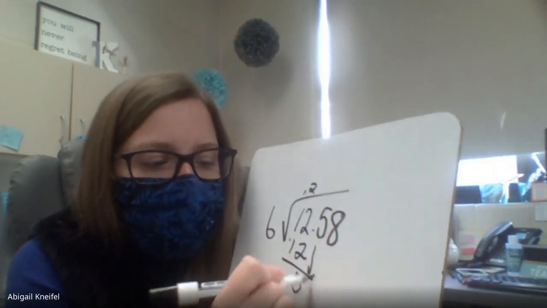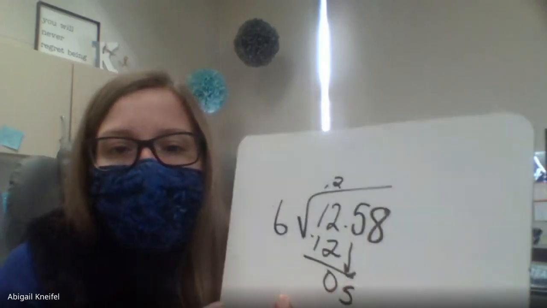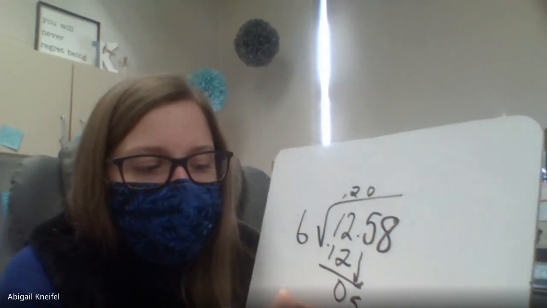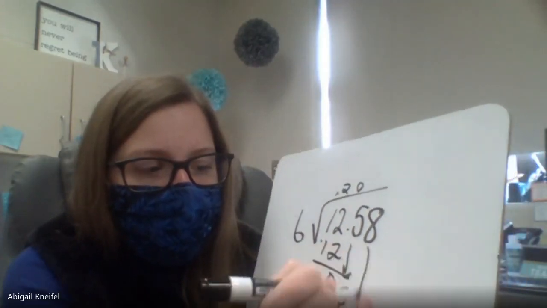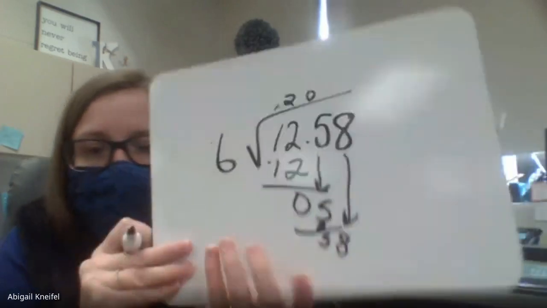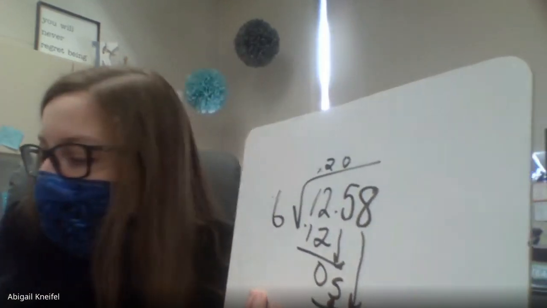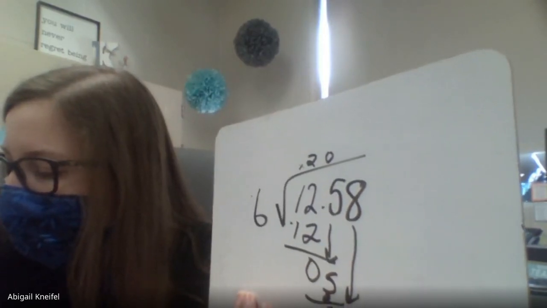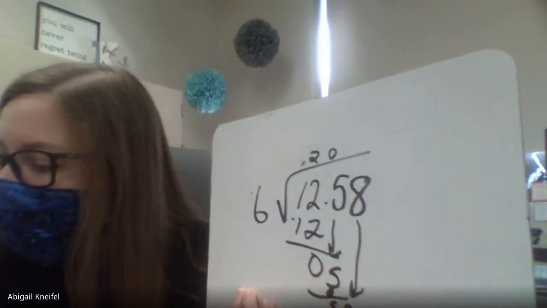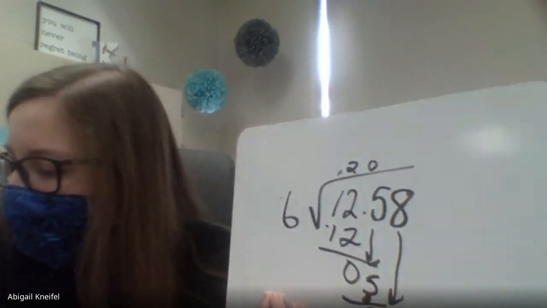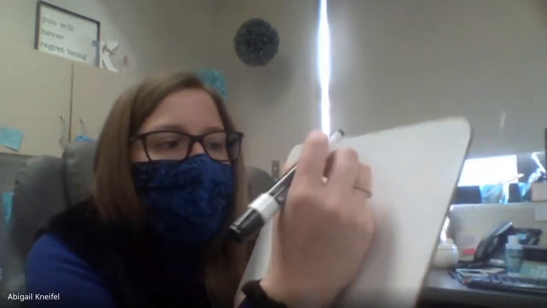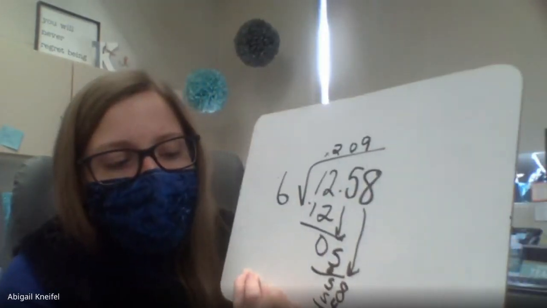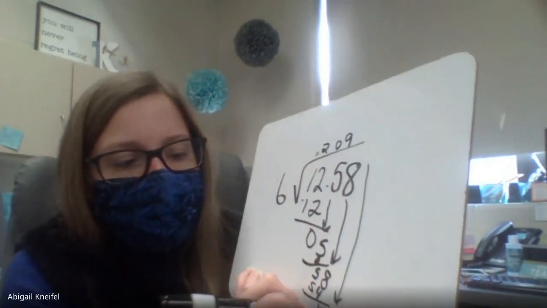Bring down my 5. Can 6 go into 5? No. So it goes in 0 times. So 5 minus 0 equals 5. Then I bring down my 8. How many times can 6 go into 58? 6 can go into 58 9 times, right? Just 54. Can go in 9 times, which is 54. Then I have 4 left. Then I bring down my 0.